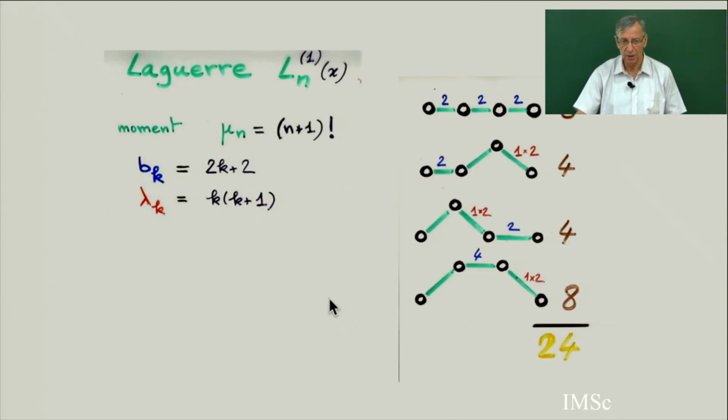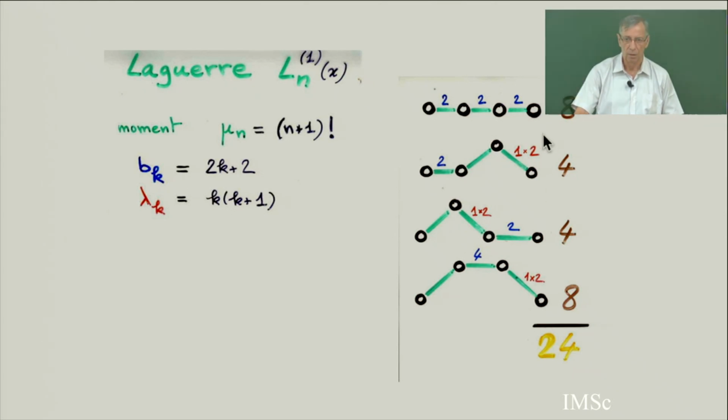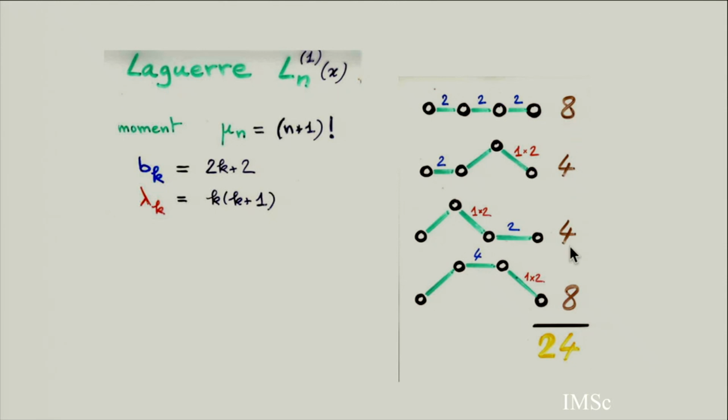And let's check, for example, if you take all the Motzkin paths of length 3, there should be 4! permutations, 24. So I take all Motzkin paths, with the weights. See, the weight is 2k+2, so you have a weight 2 here, you have a weight 4 here. The weight when you go down is k(k+1). And so the sum of all these weights is 8, 4, 4, 8. You see the sum of the weights of all these four Motzkin paths, according to this valuation, is 24.